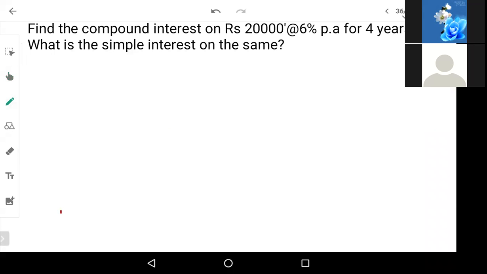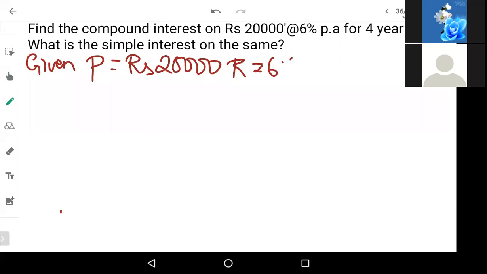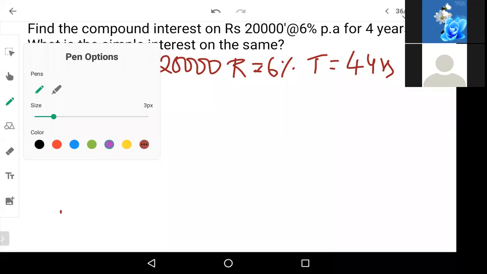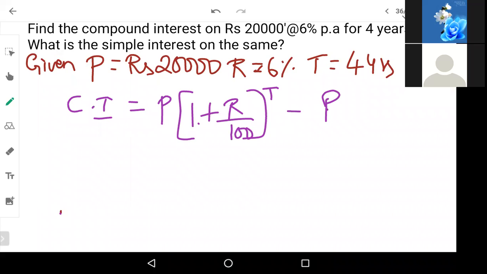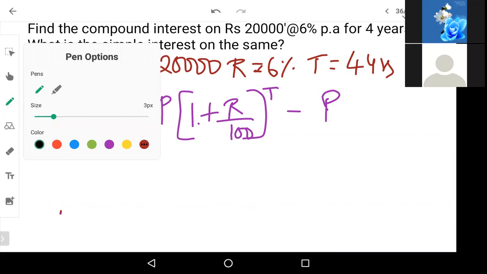Write down what is given in the question. So given, principal is rupees 20,000, rate of interest is 6%, time is 4 years. This is the data that we require. First, we will calculate compound interest and the formula goes like this: P into 1 plus R by 100 to the power T minus P. Don't forget this, okay? Minus P. Now, let us solve the problem.